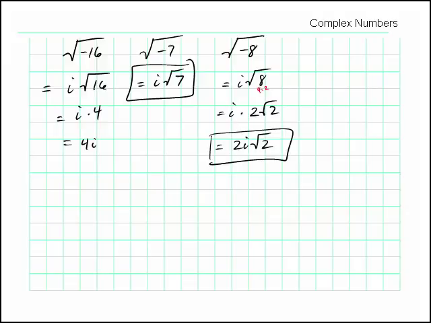Let's try one more like that. Let's take, for example, the square root of negative 18. That's i square root positive 18. Simplify the square root of 18. It's 9 times 2. Square root of 9 is 3. So we got i times 3 square root 2. My answer is the imaginary number 3i square root 2.